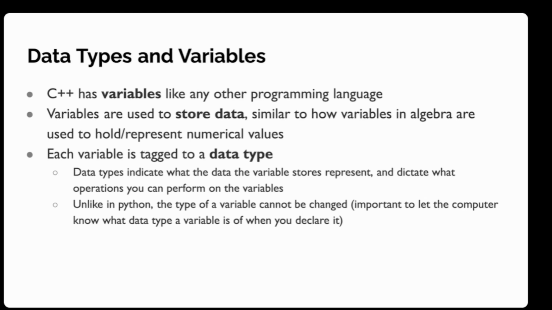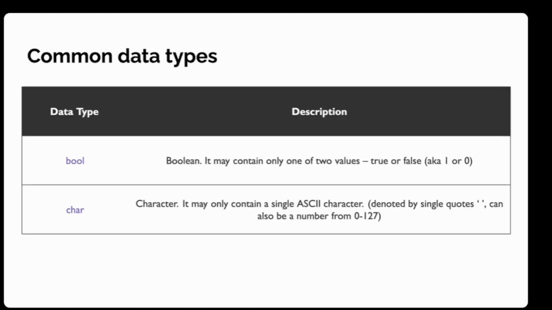So just like any other programming language, C++ has variables. They're used to store data, of course. And each variable is tagged to a data type. In Python you don't have to specify, but here you need to specify what data type your variable is assigned to. JavaScript is just let, right? This one you have to specify. Data types indicate what data the variable stores, and also dictate what operations you can do with that variable.